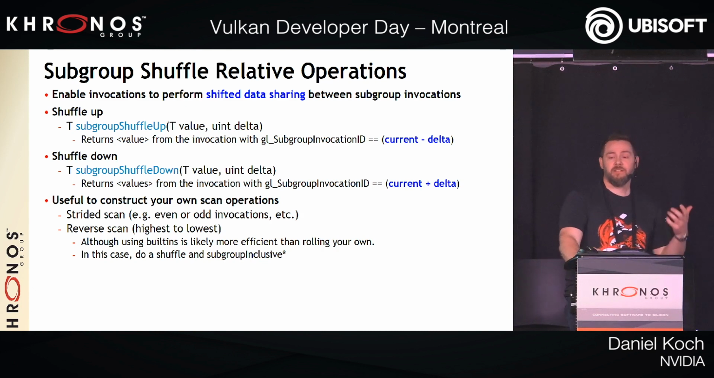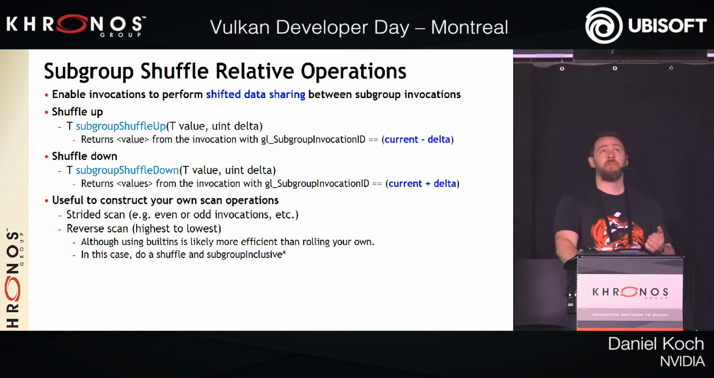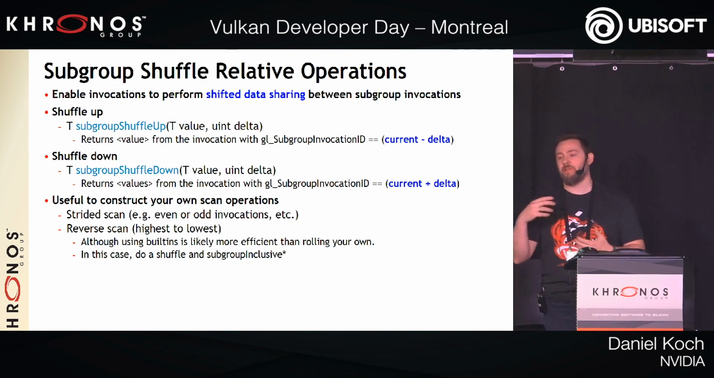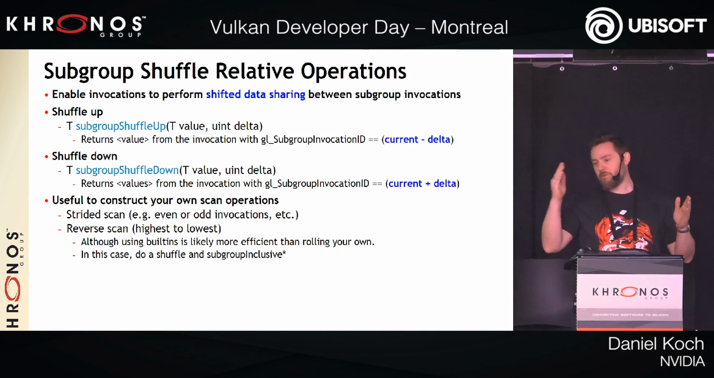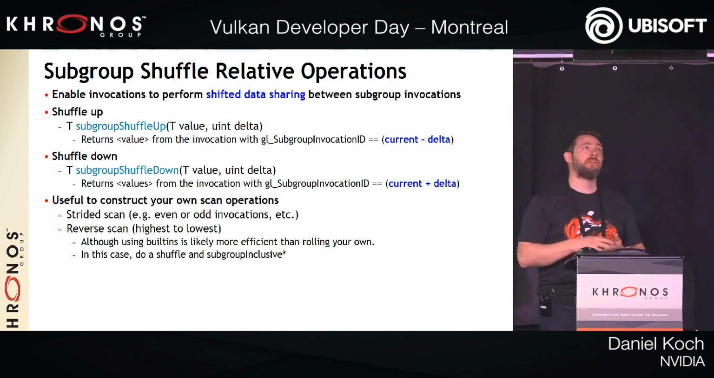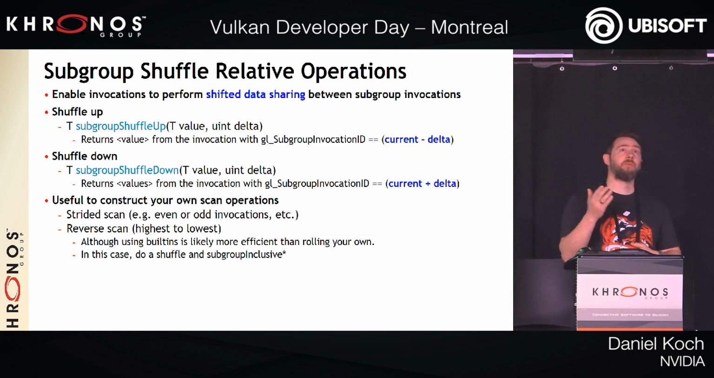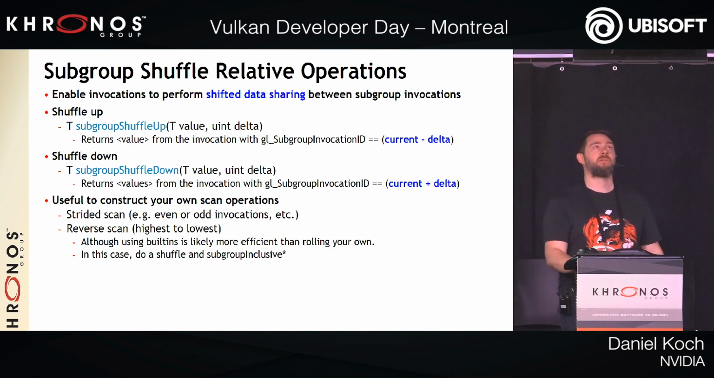These are useful if you need to construct your own type of scan operations. For example, if you want to do a strided scan, adding together all the even invocations separately from all the odd invocations. You can also construct something like a reverse scan, because the other arithmetic scans we had went from lowest to highest, and maybe you want to go from highest to lowest. You can construct your own, but in this case it's probably more efficient to use the built-ins, doing a shuffle followed by a subgroup inclusive scan. So you need to think about your algorithms to see which makes sense.